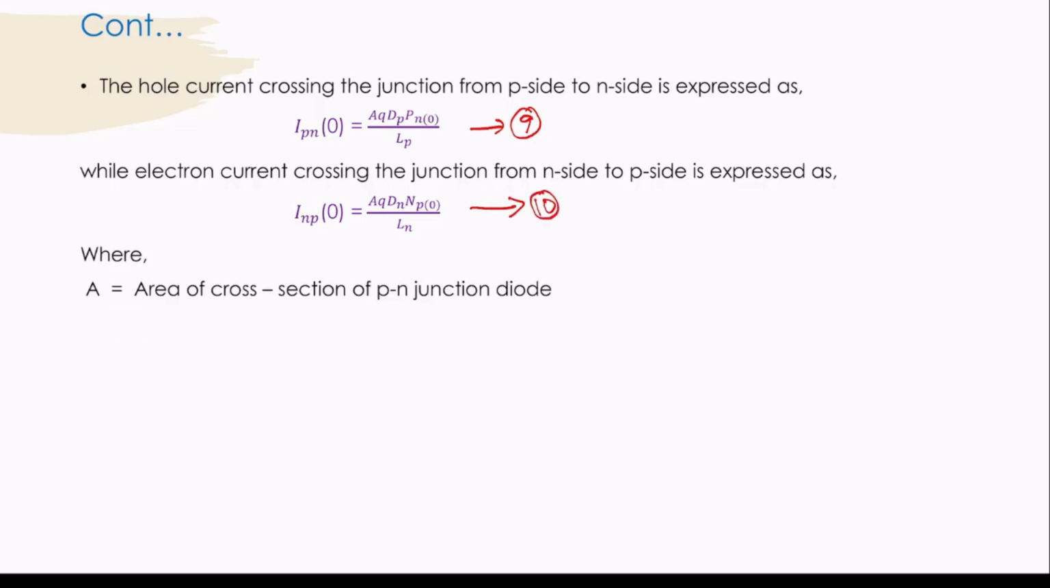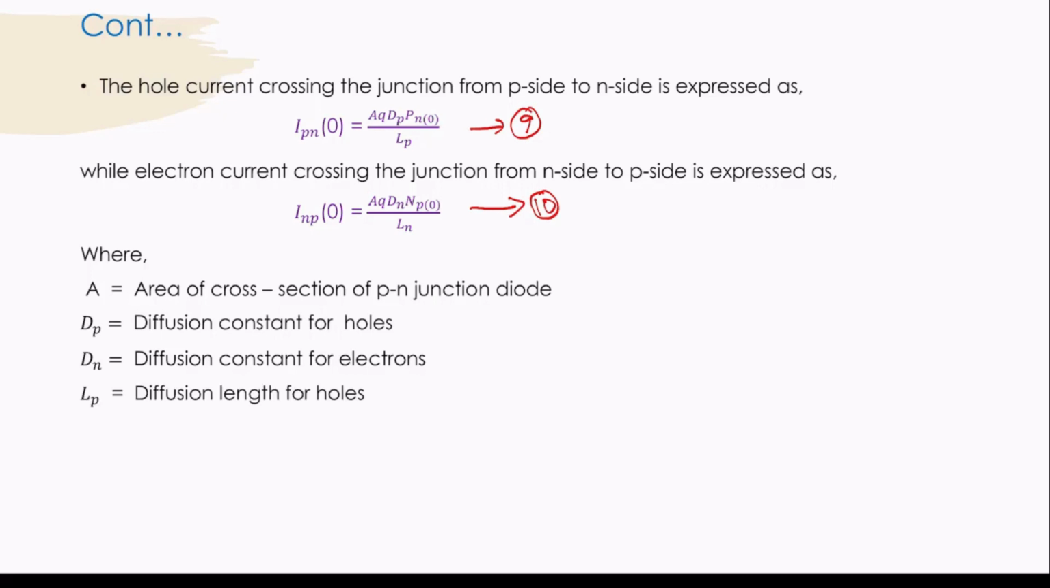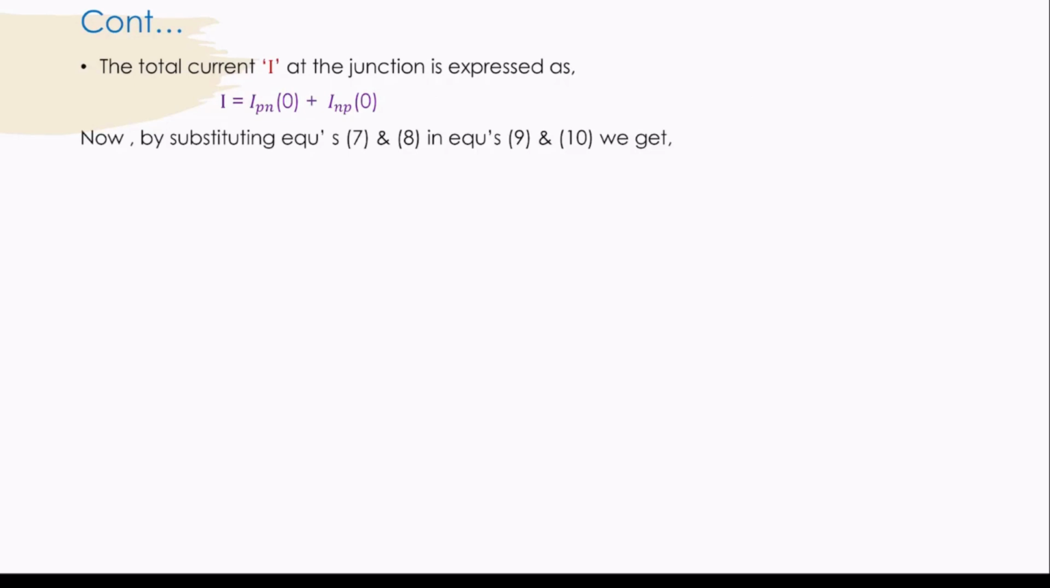where A represents the area of cross-section of the PN junction diode, D_P represents the diffusion constant for holes, D_N represents the diffusion constant for electrons, L_p represents the diffusion length for holes, and L_n represents the diffusion length for electrons. Now the total current I at the junction can be expressed as I is equal to I_pn of 0 plus I_np of 0. Now by substituting equations 7 and 8 in equations 9 and 10, we get I is equal to A q D_p p_n of 0 by L_p plus A q D_N n_p of 0 by L_n.